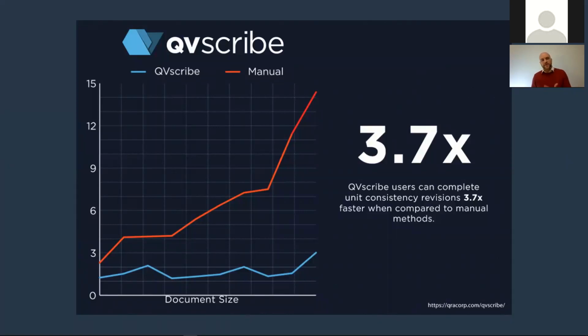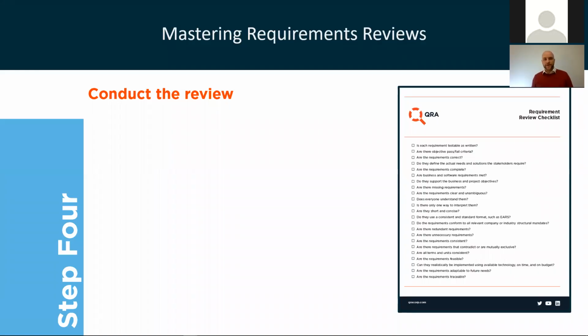But as your documents get bigger and longer and more complex, the time it takes to review those types of documents manually, and every time you make a change, you have to go back and do the whole check again to make sure that you haven't conflicted with something else that's been included, that time increases very rapidly. So QVScribe, especially with larger documents, can help with that as well.